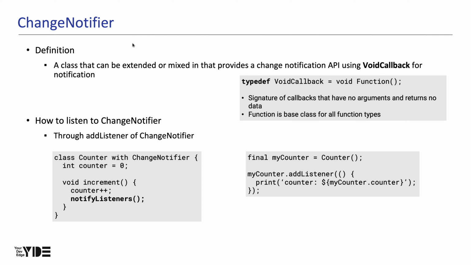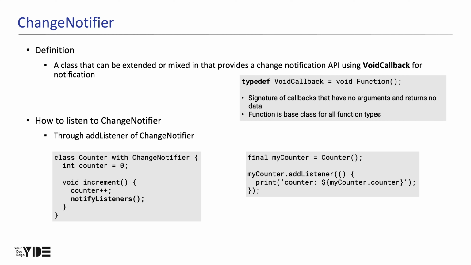There is a class called ChangeNotifier in Flutter. The definition of ChangeNotifier is as follows. A class that can be extended or mixed in that provides a change notification API using VoidCallback for notifications. As a typedef, VoidCallback is a signature of a function that has no argument and returns no value. Function is the base class of all function types.